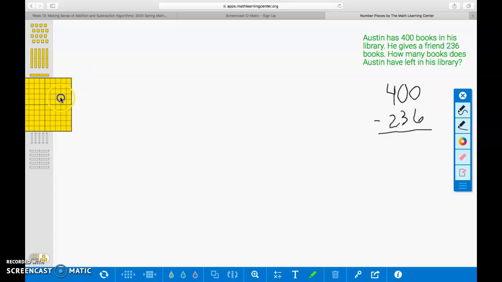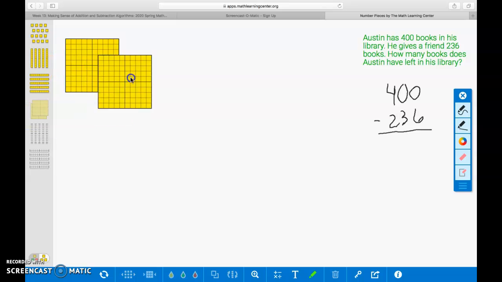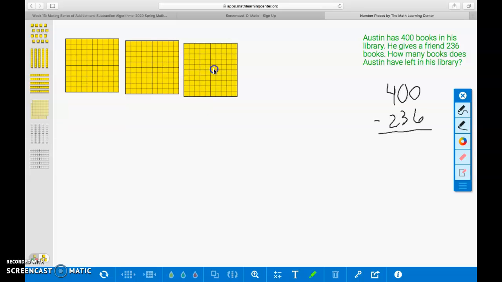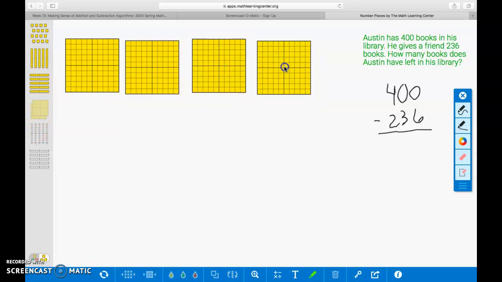So let's build our 400 with flats. 200, 300, 400. Now looking at the ones, I know I can't take 0 minus 6, so I'm going to go to the tens and see if I can decompose or regroup to add to the ones. And I have 0 here, so I can't take anything away from the 0, and I can't subtract 0 minus 3. So I'm going to have to jump to the 100s and see if I can decompose or regroup here. And I have 400, so I can.